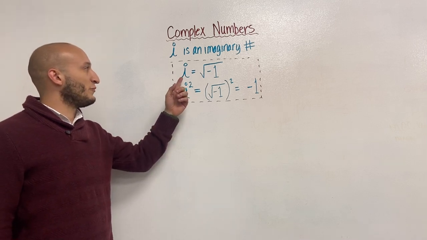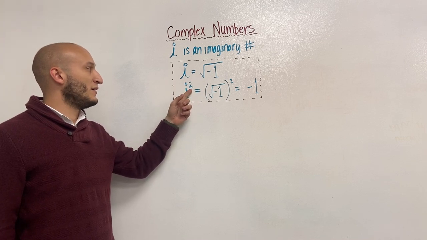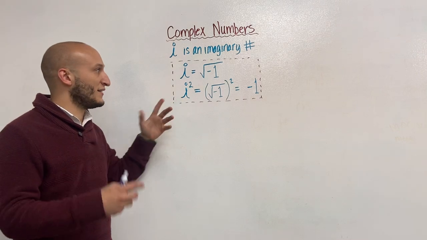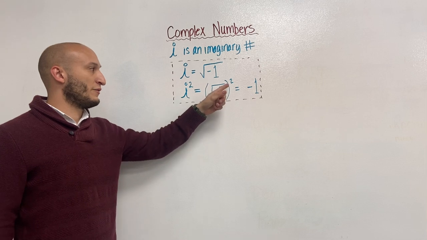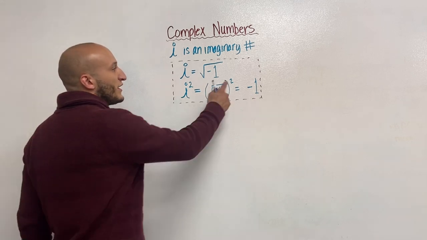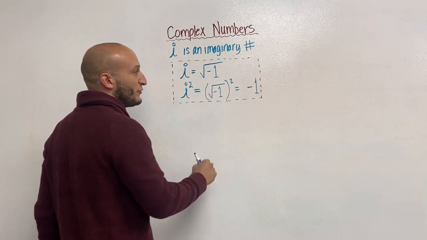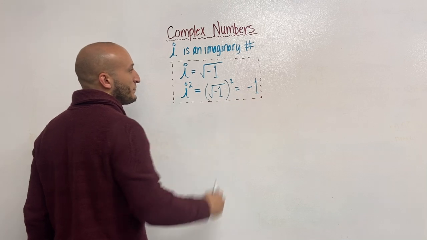So now that we know that i equals the square root of -1, i squared, well, I know what i is. I just got to square what i is. i is the square root of -1, and I square the whole thing. And taking the square of a square root, all it does is eliminate the square root. That's why i squared equals -1. Okay?